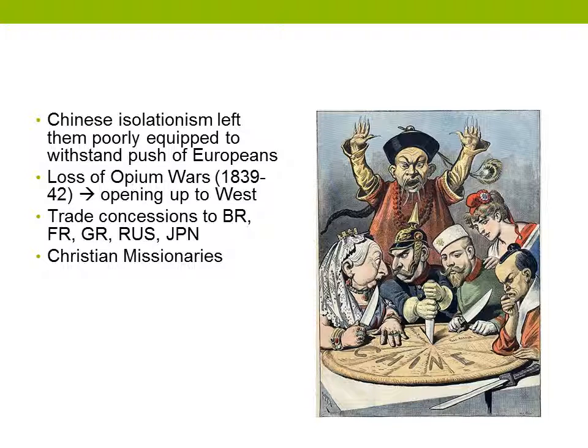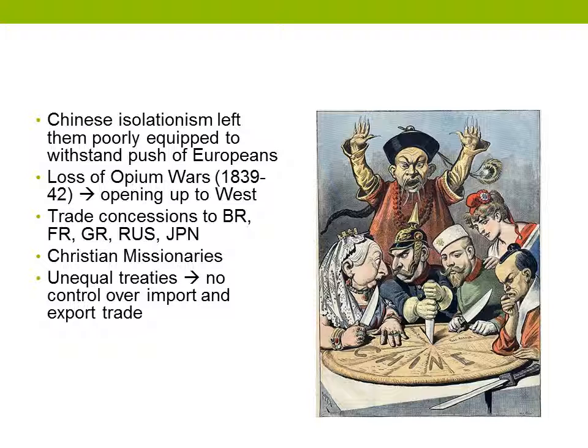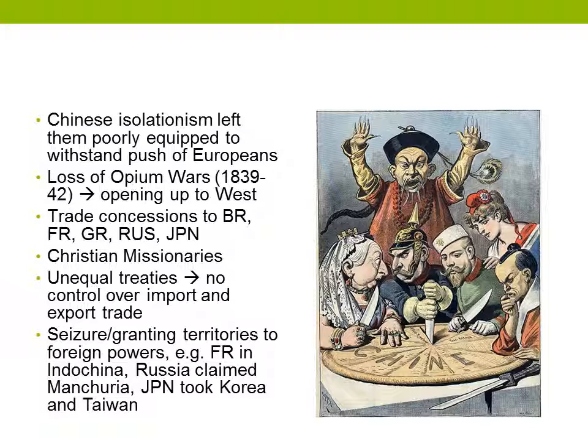We have the Christian missionaries, as discussed previously. With this forced opening of China comes the importation of these foreign ideas, and of course, the conversion of people to Christianity. These unequal treaties, as previously stated, meant no control. And then the other thing that happened in addition to these treaties is the granting of territory to these foreign powers.